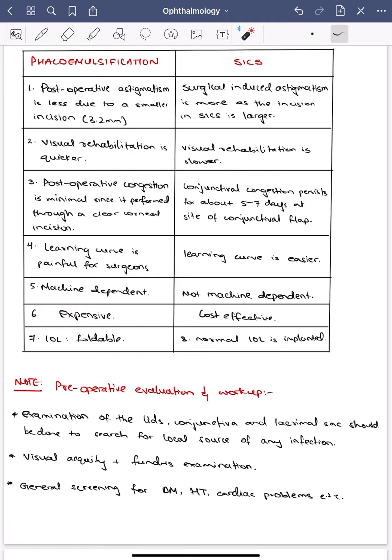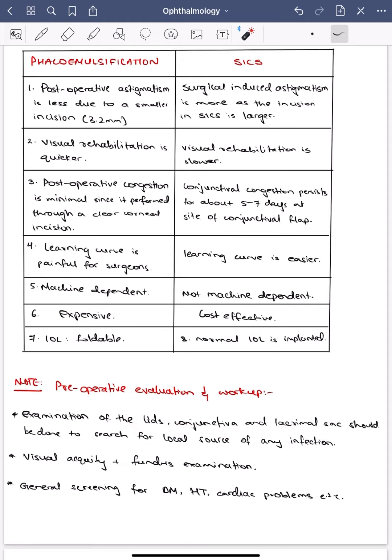Now moving on, let us look into the complications of cataract surgery. Now before doing cataract surgery, it is important to take a pre-operative evaluation and workup. Now here it involves most importantly the examination of the lids, conjunctiva and lacrimal sac.